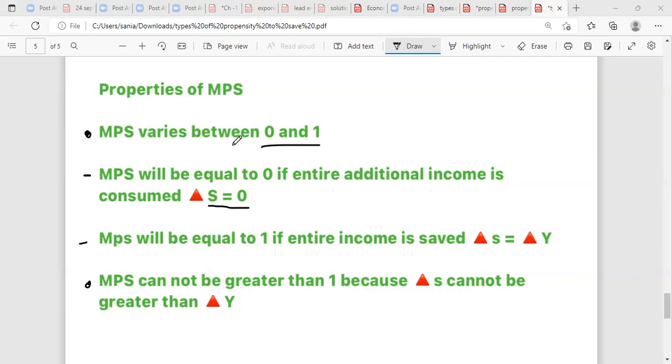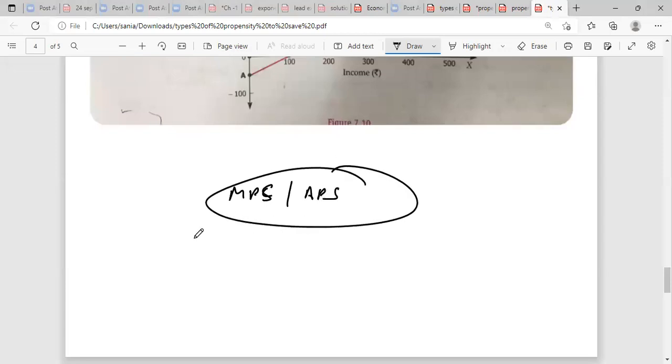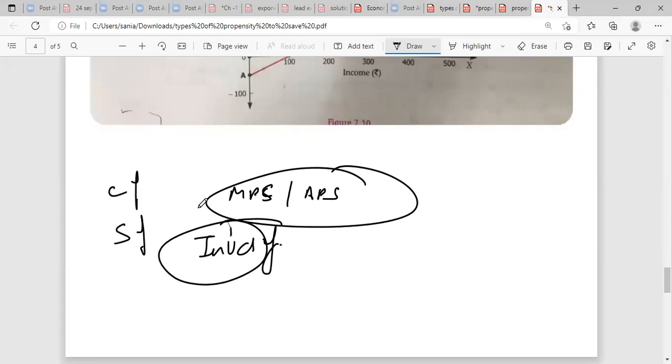Okay, good. So this is for this unit. In our next class, we'll first differentiate between MPC and MPS and APS, and after that we'll start with the investment function. Right? We are done with consumption function. We are done with saving function. We'll start with the investment function. But before that, tomorrow we'll be doing some numerical portion as well, to find APS, MPS like this. Okay, the numerical portion. Clear?